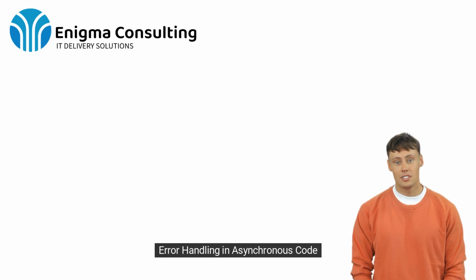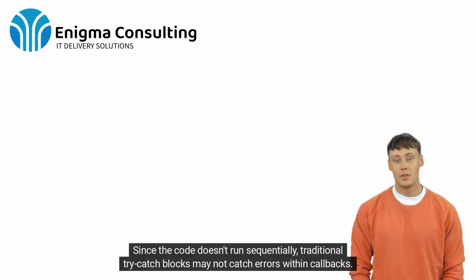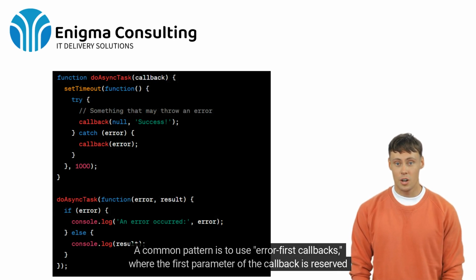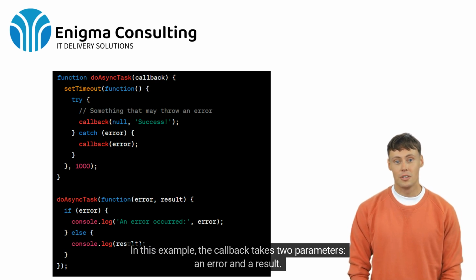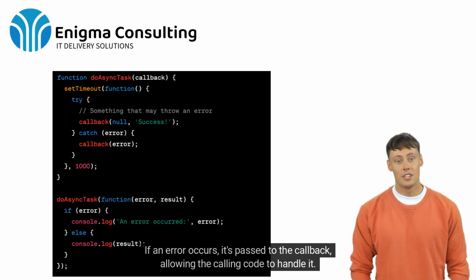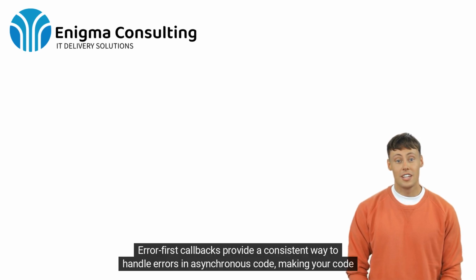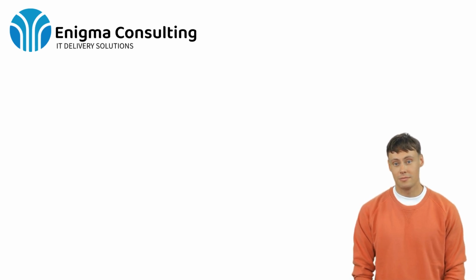Error handling in asynchronous code. Handling errors in asynchronous code can be tricky. Since the code doesn't run sequentially, traditional try-catch blocks may not catch errors within callbacks. Error-first callbacks. A common pattern is to use error-first callbacks, where the first parameter of the callback is reserved for an error object. In this example, the callback takes 2 parameters, an error and a result. If an error occurs, it's passed to the callback, allowing the calling code to handle it. Error-first callbacks provide a consistent way to handle errors in asynchronous code, making your code more robust and maintainable.